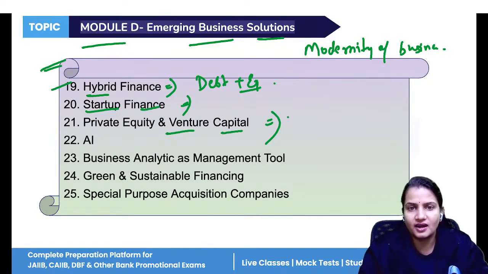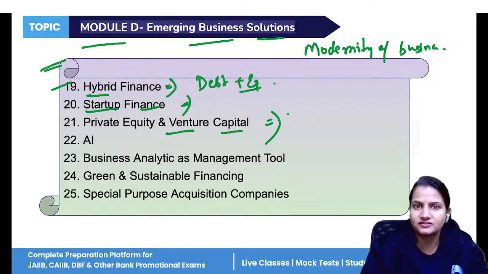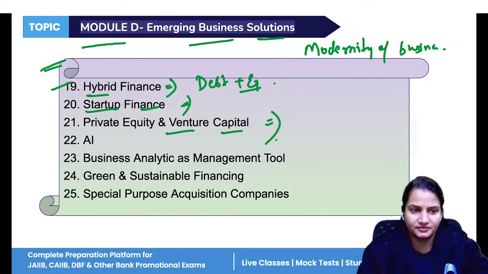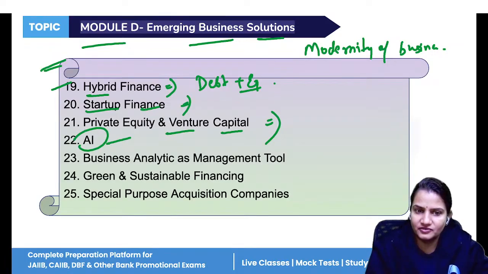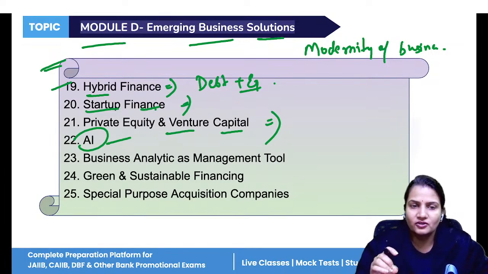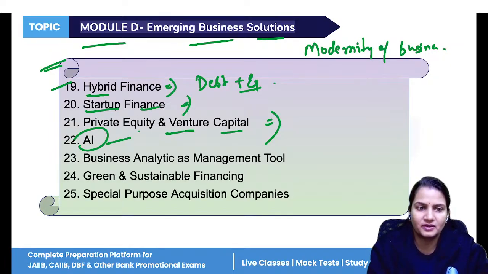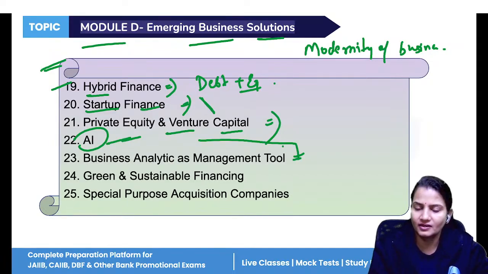Private equity and venture capitalists are those who provide capital to private companies, to startup companies through their networks. AI, all about artificial intelligence. So in this module, you will see multiple topics, not similar types of topics in every unit. Like hybrid finance, different topic; startup, different topic; private equity is a little bit matched to your startup finance. AI and business analytics, these two are matching. Green and sustainable financing, different concept. Then SPAC is a different concept.